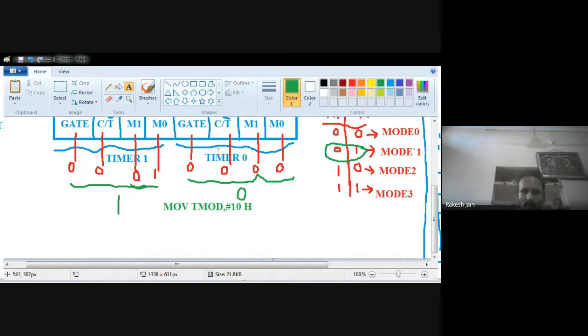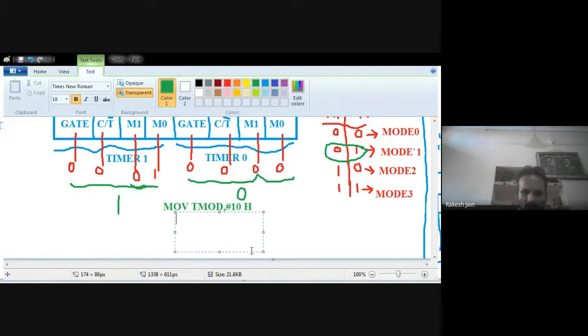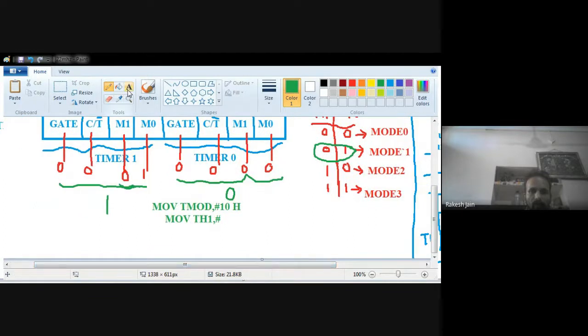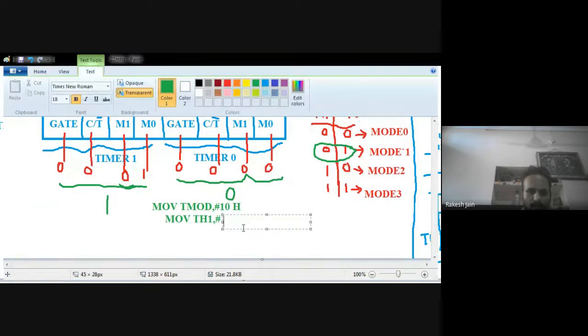Okay. Now when you select mode 1, the higher register and lower register are what? The higher register is TH1, so we have to write some value there. What value did we calculate? According to that, we have to write that particular value. On the right-hand side, you have already written that B8 will be the higher order value. So B8 will be moved into TH1. So we have to write MOV TH1, B8H. H for hexadecimal.